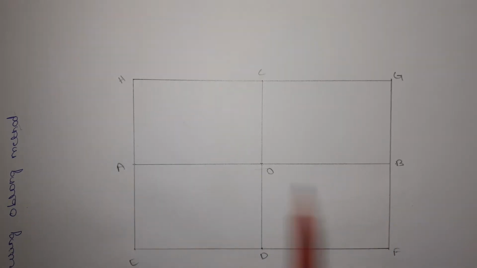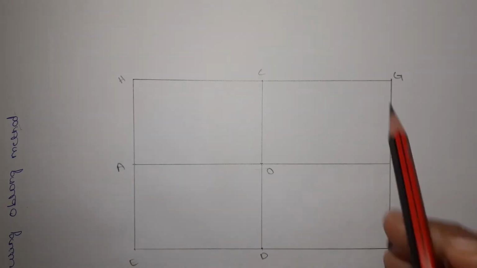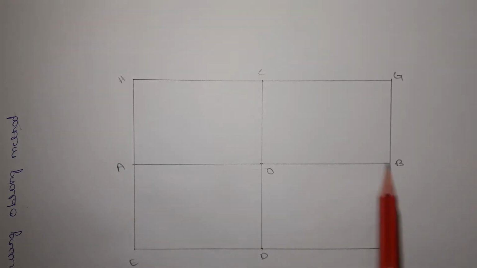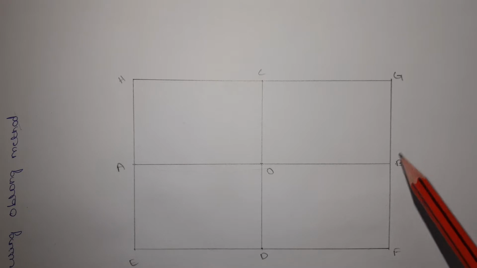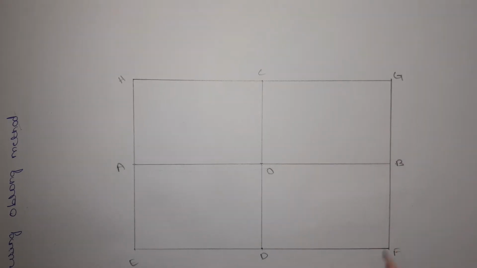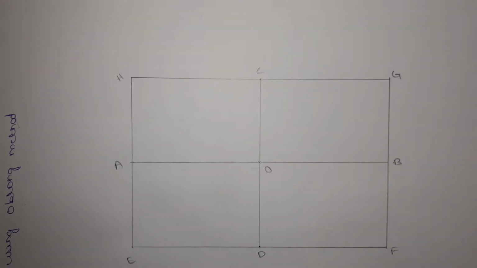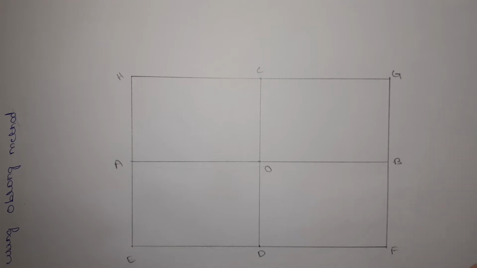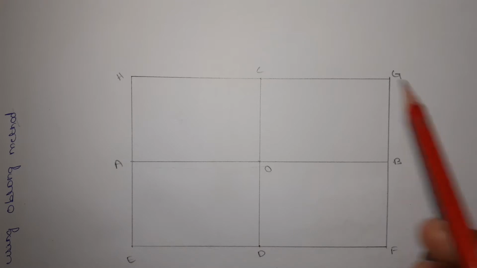Joining AB and CD, you have to form a rectangle. So this is a major axis and this is a minor axis. So by joining the endpoints, construct a rectangle. So the first step is we have to construct a rectangle by using major and minor axis. And the second step is, you have to mark ABCD and EFGH.